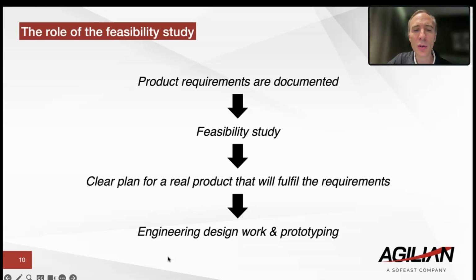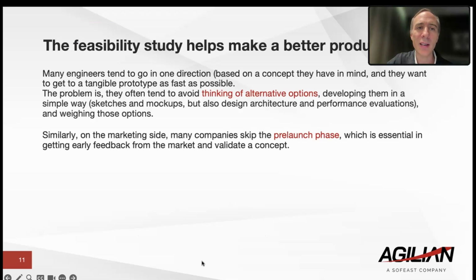And then you can go into the details of the engineering design. Okay, so again, thinking of alternative options, testing them, doing some maybe calculations, some mock-ups, etc. Now also working on industrial design to really clarify what the user interface is going to be like. Okay. Also on the marketing side, try to validate the concept. All of this is very, very important.